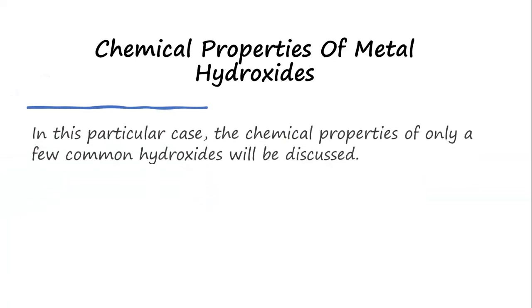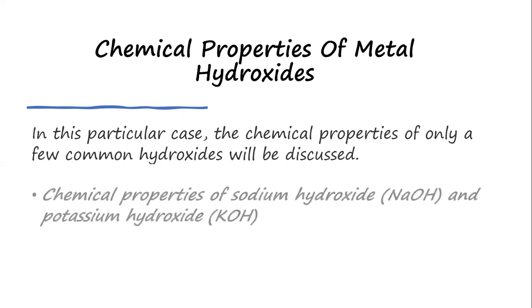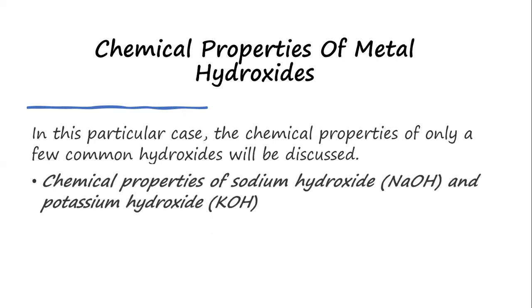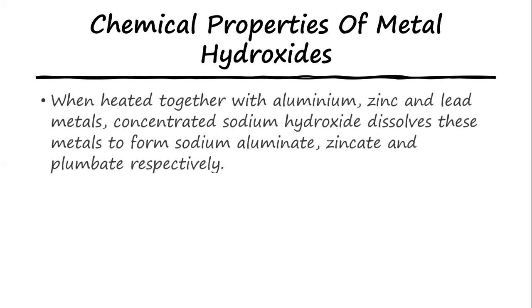In this particular case, the chemical properties of only a few common hydroxides will be discussed. So we'll cover the various chemical properties of some of the common hydroxides, starting with the first one, the chemical properties of sodium hydroxide and potassium hydroxide. Now, when you heat concentrated sodium hydroxide together with aluminium, zinc, and lead metals, they dissolve these metals to form sodium aluminate, zincate, and plumbate respectively.